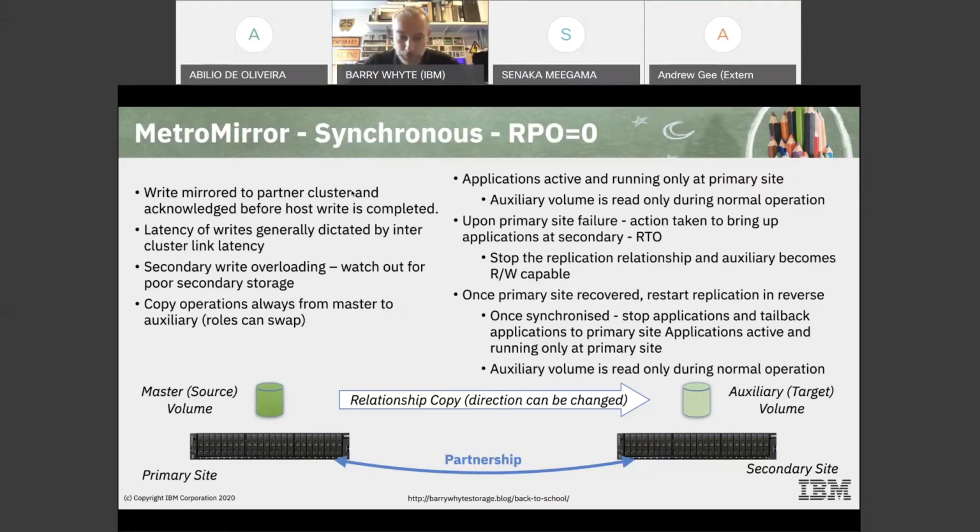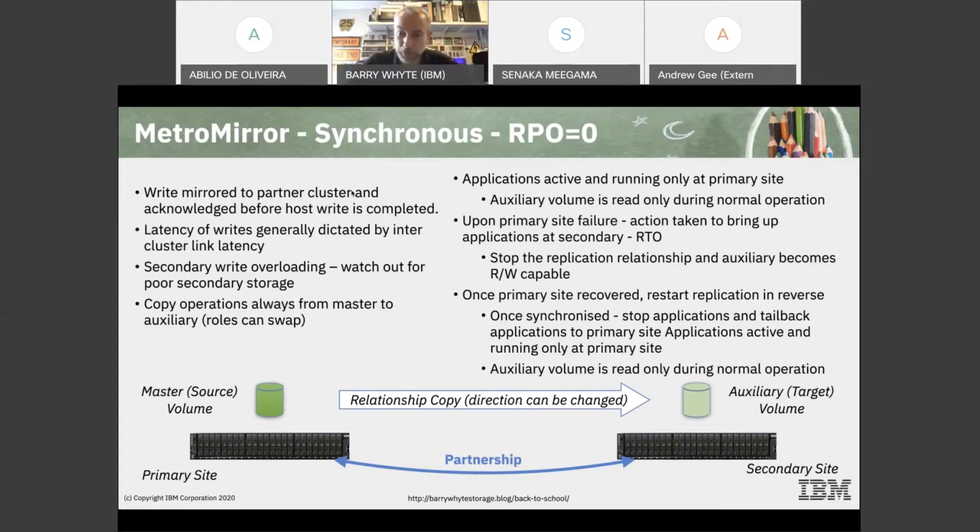In this case, the primary site is running the workload, the source. During that time, when the replication is active, the secondary site is in a kind of read-only mode. You can mount it, you can read it, you can access the data there if you want to, but you cannot send any writes to it. Everything comes through the primary site.